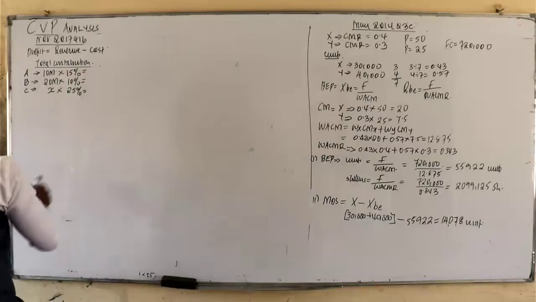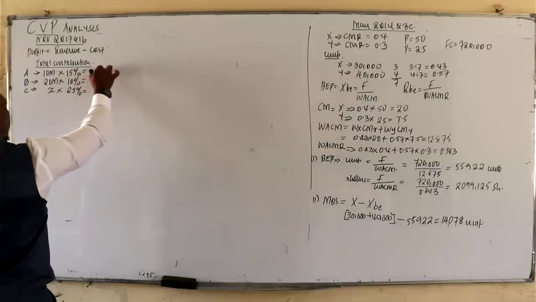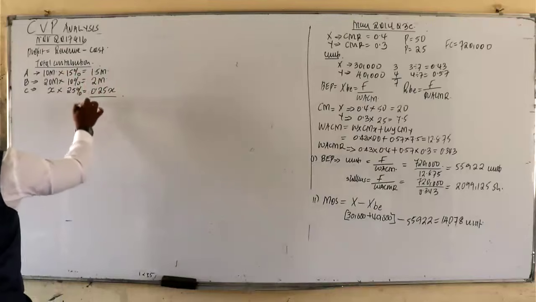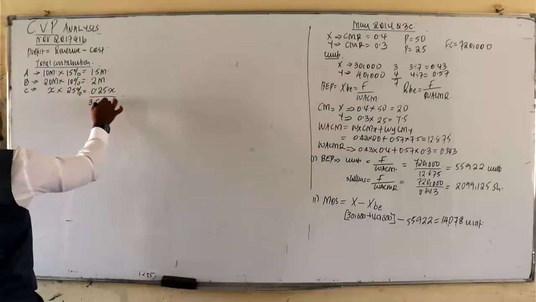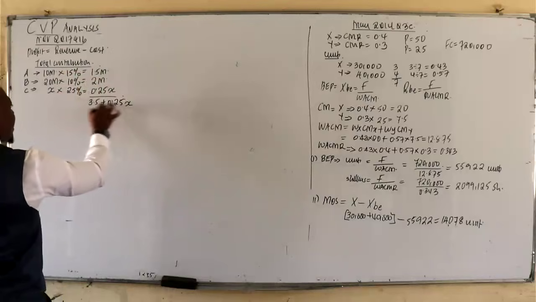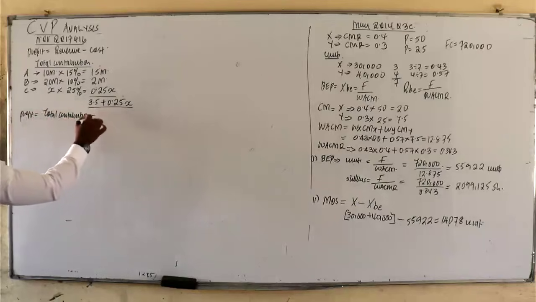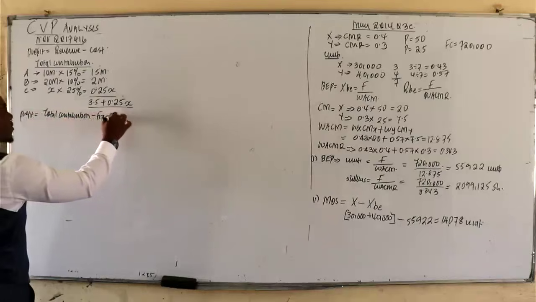15% of 10 million is 1.5 million. This is 2 million. This is 0.25x. Give me the total: it will be 3.5 plus 0.25x. This is our total contribution. But we need the profit. So to get the profit is very simple. You take the total contribution and then you minus the fixed cost.